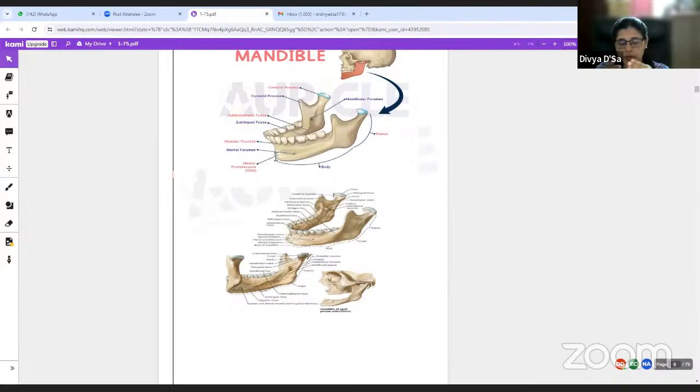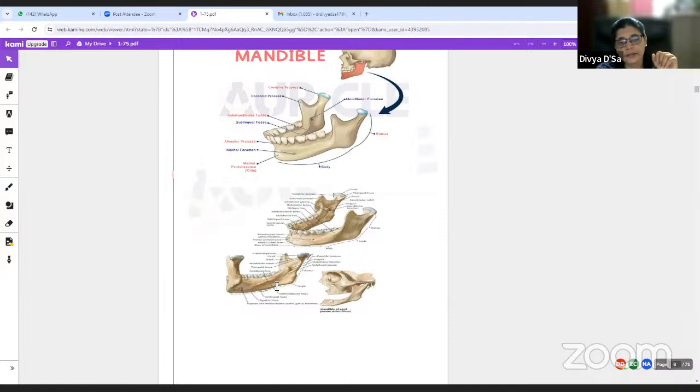Okay, at the point of fusion, we call it the mental protuberance. And just lateral to that, there will be a foramen, which is called the mental foramen. And on the inner surface here, we see this groove, this line. This is known as the mylohyoid line. And below and behind this mylohyoid line, there is a fossa for the submandibular gland. And here, above and anteriorly, this portion, we have the fossa for the sublingual gland.